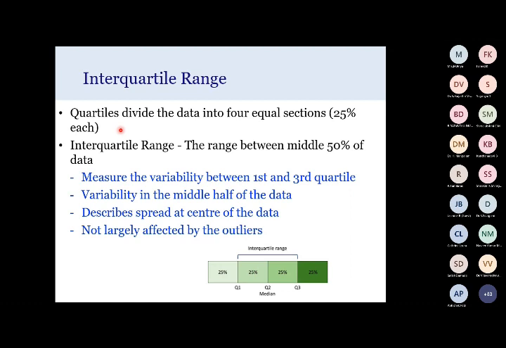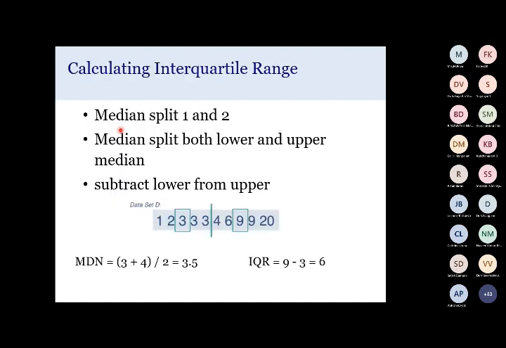So there is an example. How do we calculate IQR? First of all, how do we calculate Q1, Q2, Q3? Based on that, we will calculate the IQR. So here is an example. First of all, you have to arrange the data in ascending order. Once you have arranged, first you need to identify the median. We know how to identify the median. So here the median is 3.